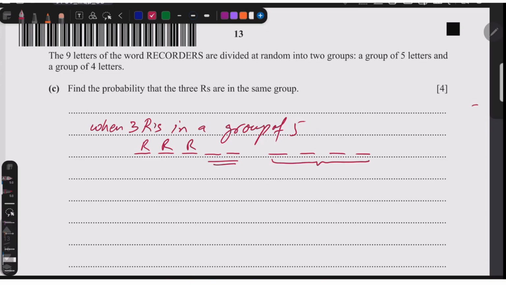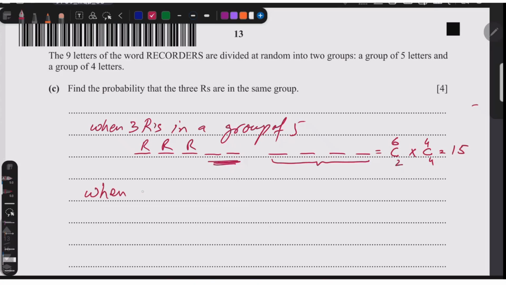If we subtract 3 R's from the total, there would be 6 letters left, and out of those 6 letters we need to fill these 2 slots of the group of 5. So we write it as 6C2. 6C2 means it could contain any 2 letters from the remaining 6. When you select any 2 out of 6 for these 2 slots, then we'll have 4 slots left and 4 letters left, so it would be 4C4. 6C2 is 15. All right.